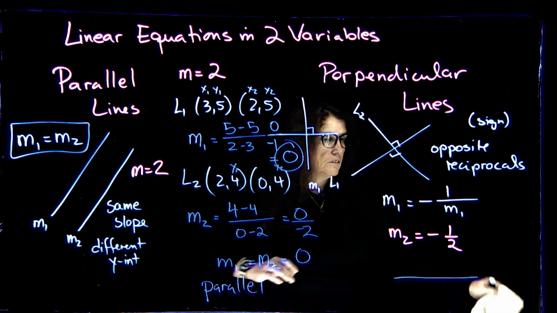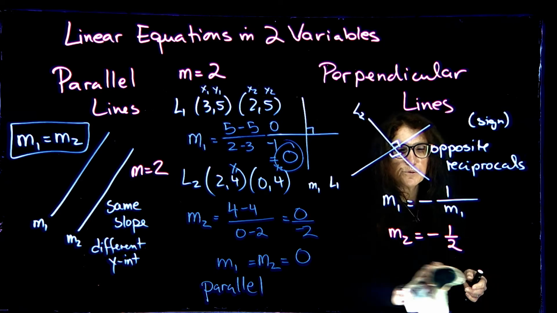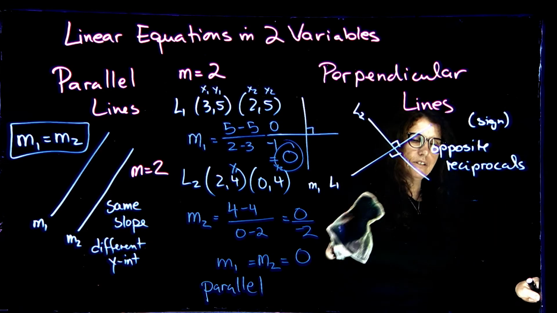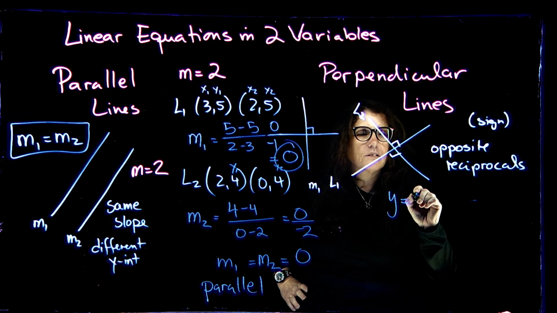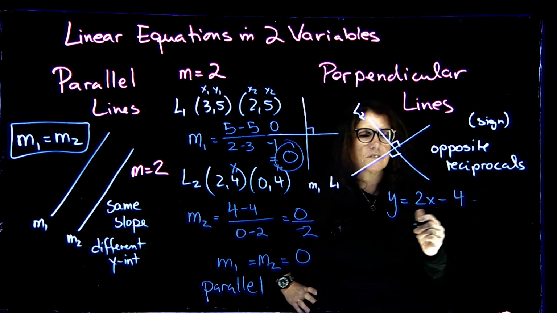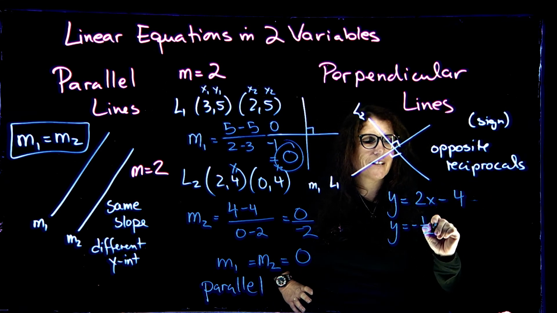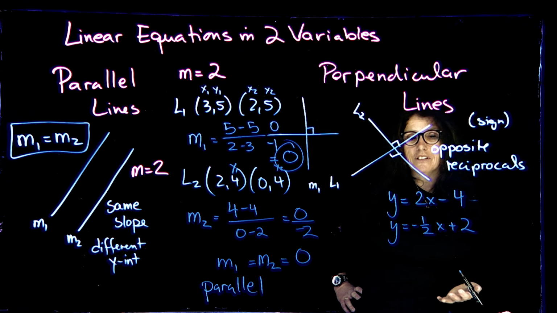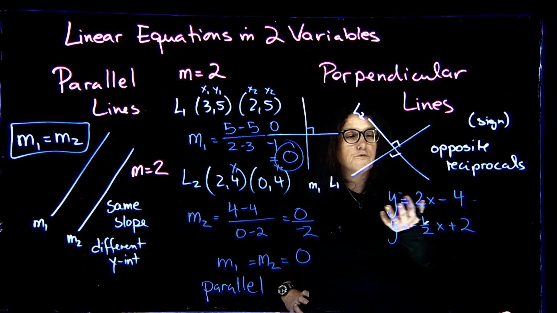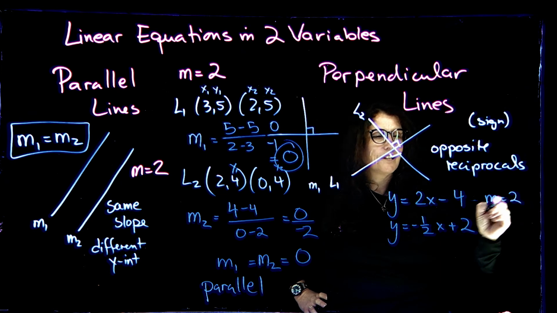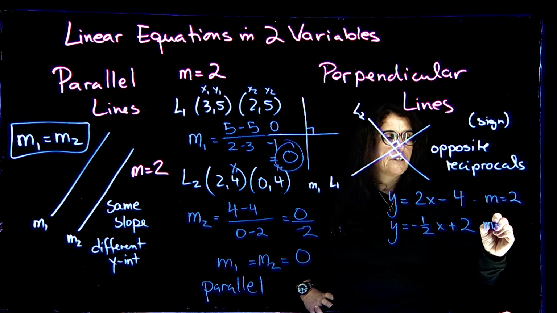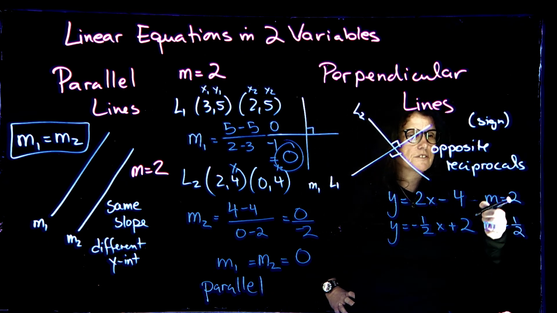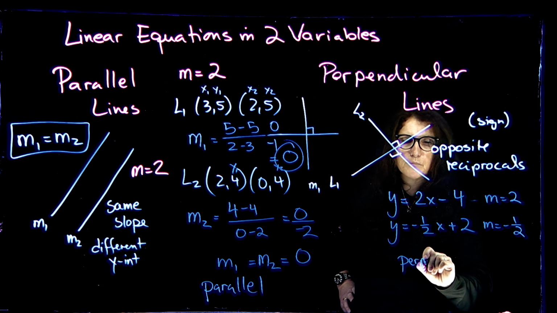Now, one more. Let's say you have two equations of a line given. For example, y equals 2x minus 4, and I'm making this up, y equals negative 1/2 x plus 2. Now tell me, are the lines parallel, perpendicular, or neither? Well, the slope for line 1 is m equals 2. The slope for line 2 is negative 1/2, and if you compare both of them, we have opposite reciprocals. That means they're perpendicular.